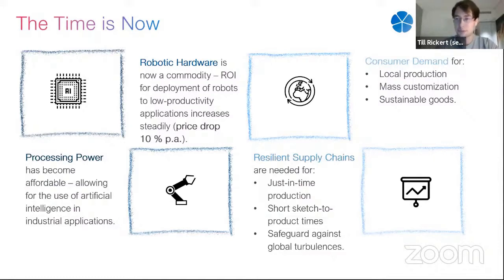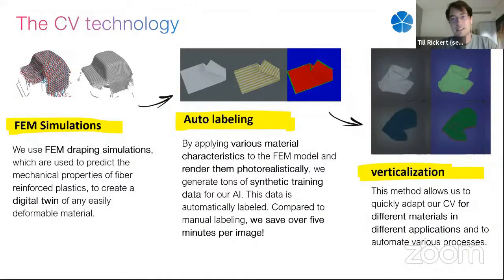But if you want to do this in Europe, for example, you need automation technology to achieve competitive prices. And in the end, this will also then shorten transportation routes and reduce CO2 emissions, bringing us closer to a sustainable planet.